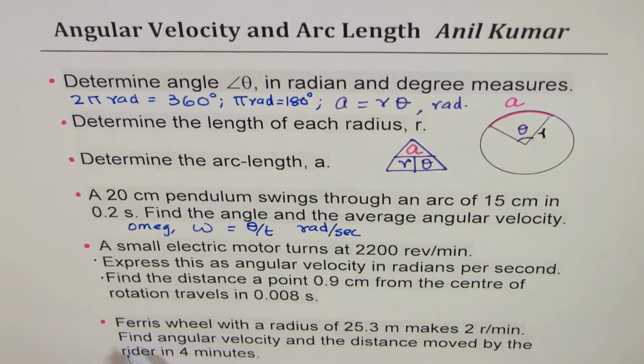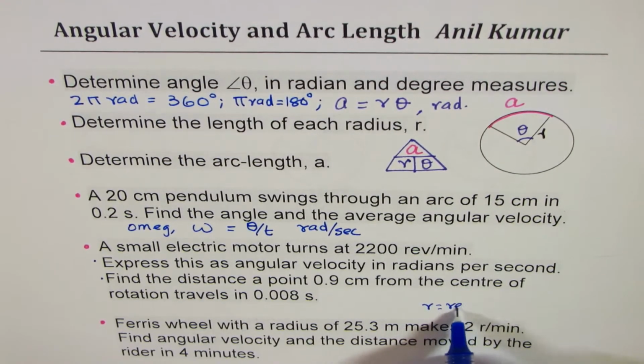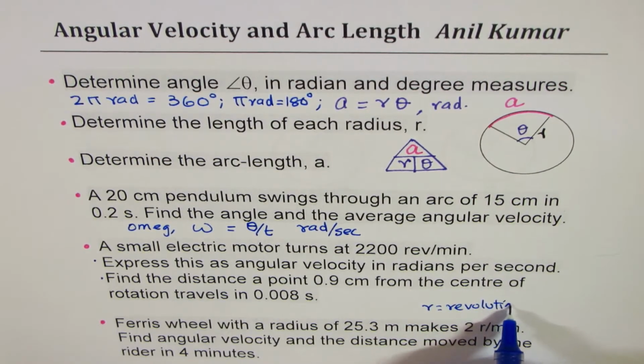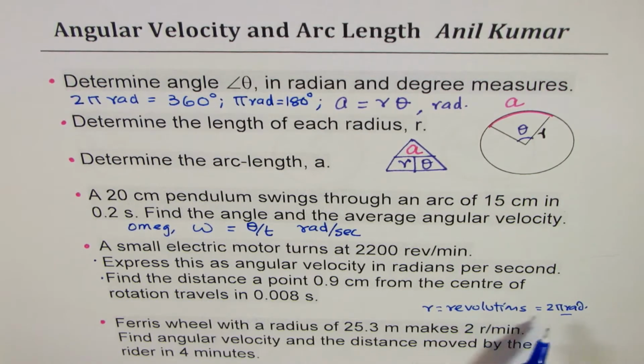The last question here is, a Ferris wheel with a radius of 25.3 meters makes 2 revolutions. When I write r, r basically means revolutions. So in 1 revolution, you do 2 pi radians, remember that. 1 revolution is 1 full circle, 360 degrees, and in radians it is 2 pi radians. So it makes 2 revolutions per minute. Find the angular velocity and the distance moved by the rider in 4 minutes. Distance moved will be the arc length A, right?